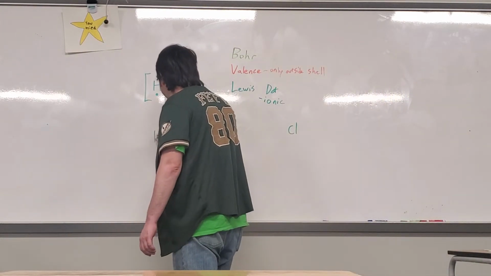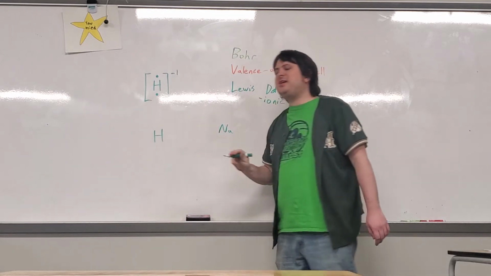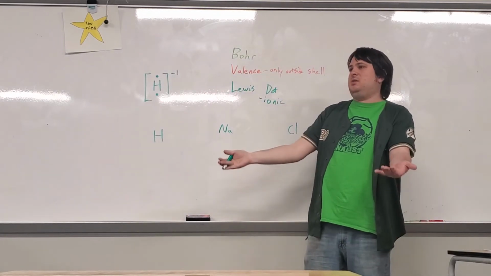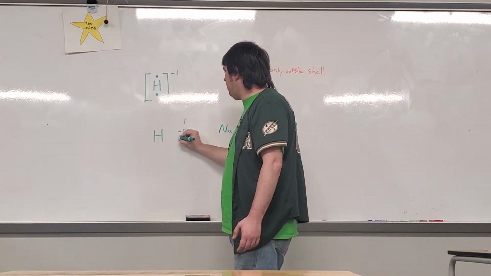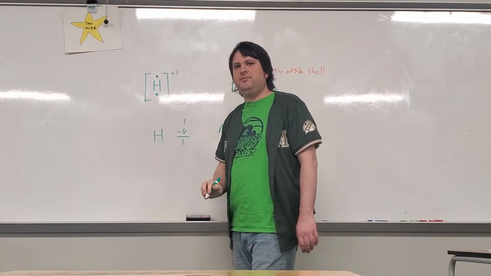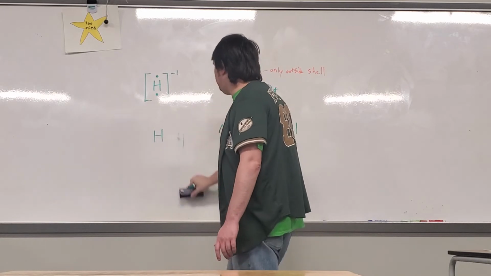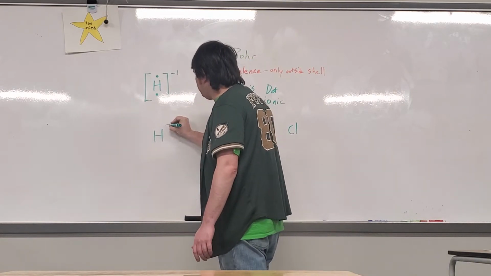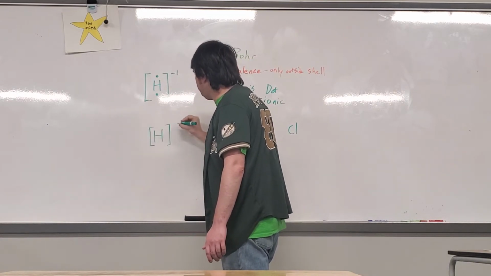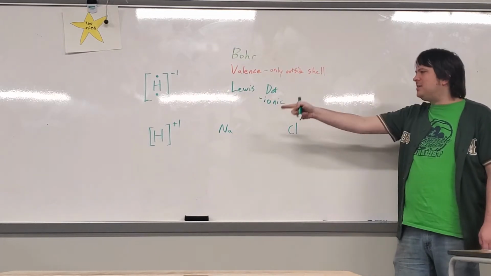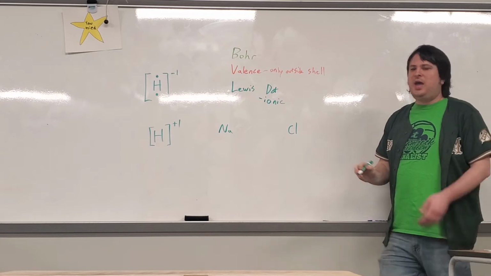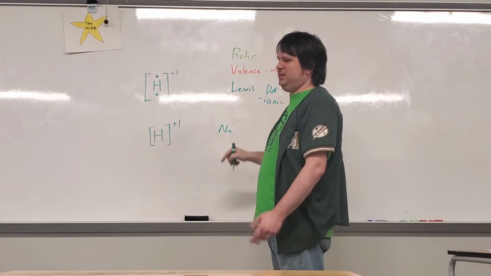If we did it the opposite, where hydrogen got rid of its electron, then you have 1 proton minus 0 electrons, which gives you a charge of +1. So with no electrons, this hydrogen is a +1 ion. And you can do that for any of these.